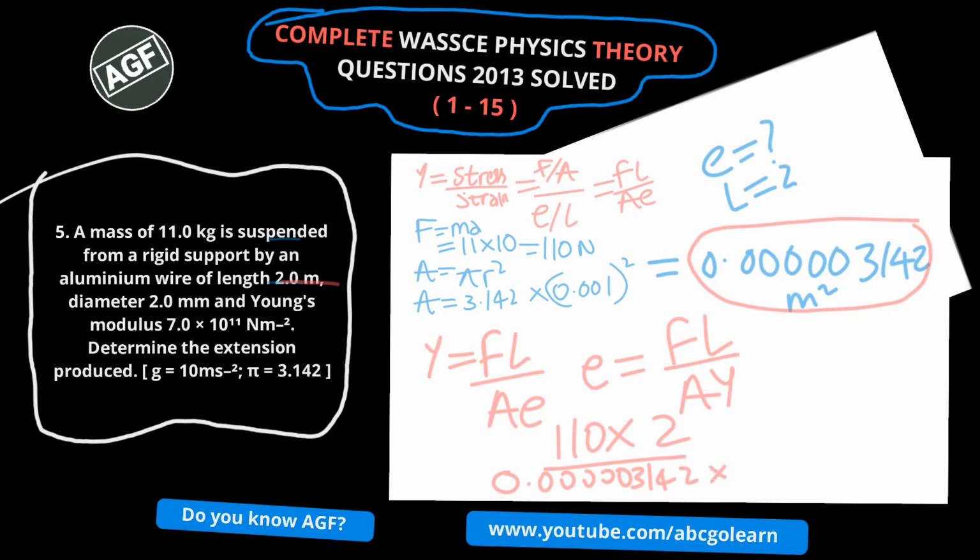You multiply that with the Young modulus. The Young modulus is given to be 7 times 10 raised to power 11. Now, if you solve this question, you'd get the answer to be 0.0001 meters. So you can write the answer to be 1 times 10 raised to power minus 4 meters.